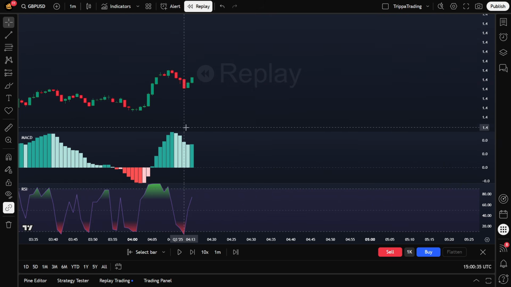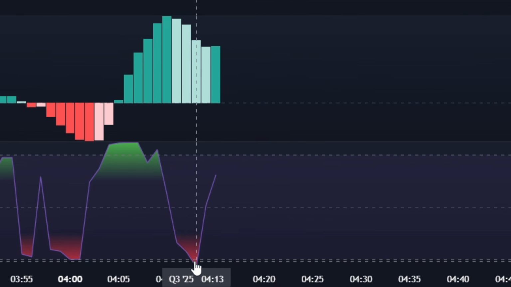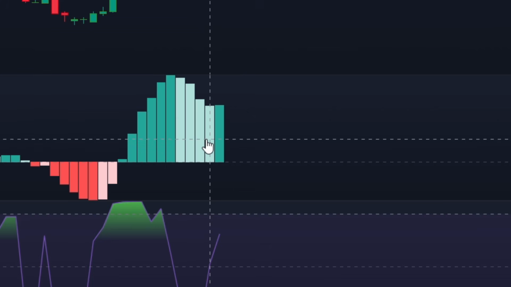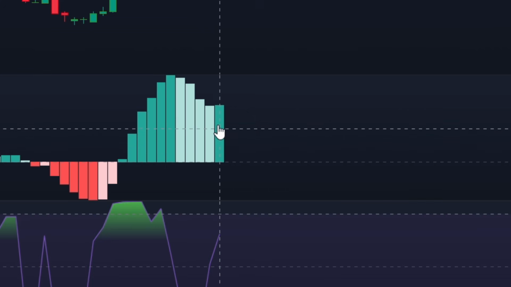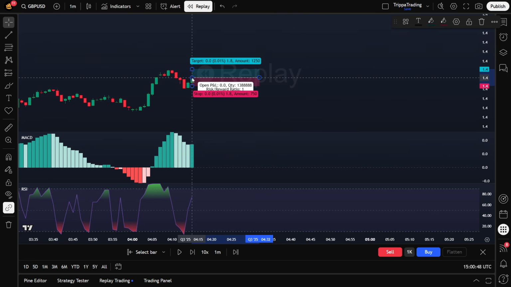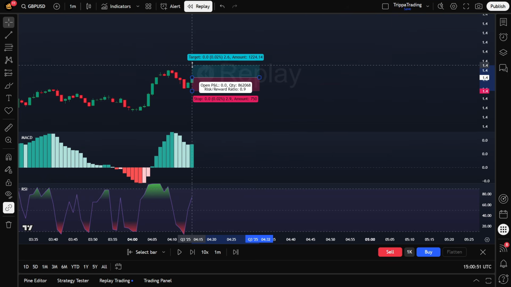Here's a quick example. RSI drops below 10 and then closes back above it. At that moment, MACD is light green, so we wait. One candle later, it turns dark green. That's our cue. We enter the trade, stop below the last low, and target 1.5 times the risk.